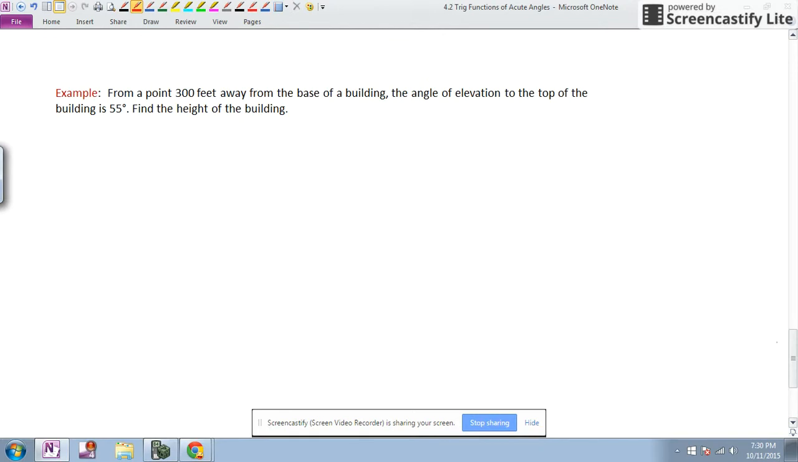All right, last but not least, from a point 300 feet away from the base of a building. So here's the point. Here is my awesome rendering of a building, and it has a roof, and it's got a window, and an awning. I don't know why, with a door, and you can walk out and stand on the ledge and wave. Okay, so 55 degrees. Wait, I'm 300 feet away. Got a little carried away there.